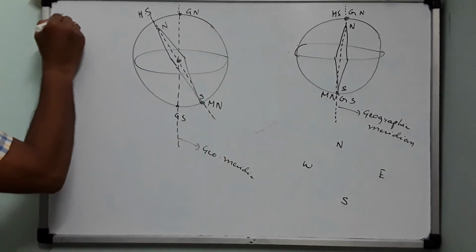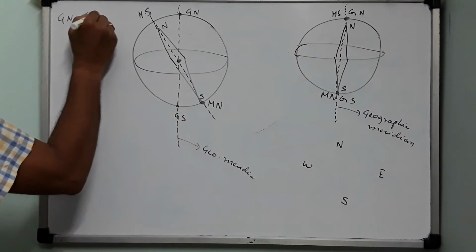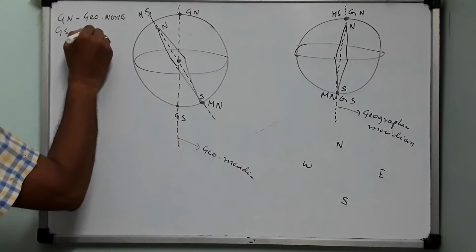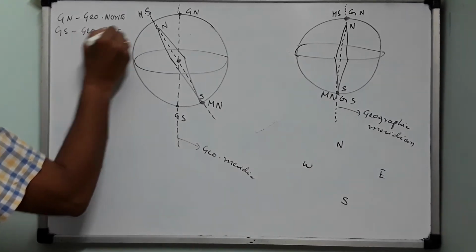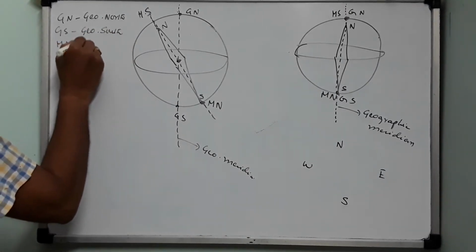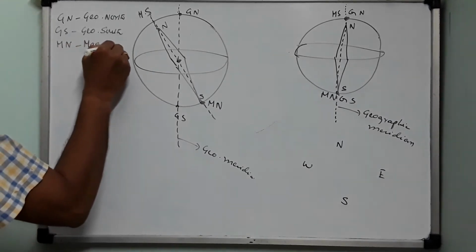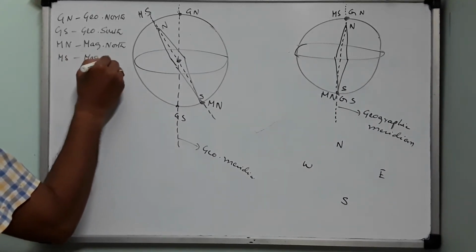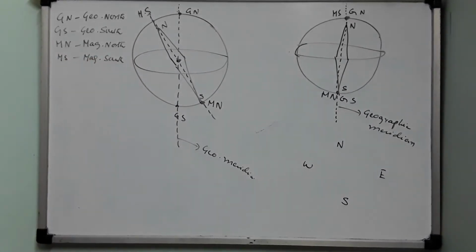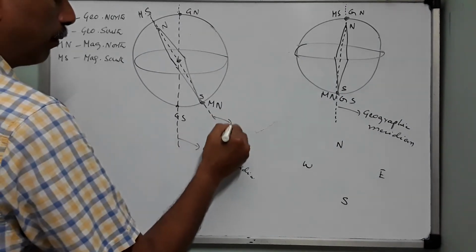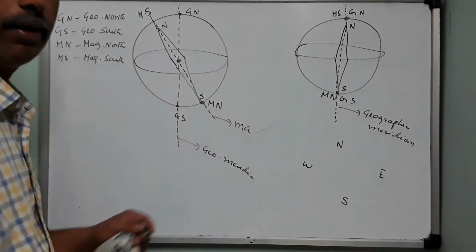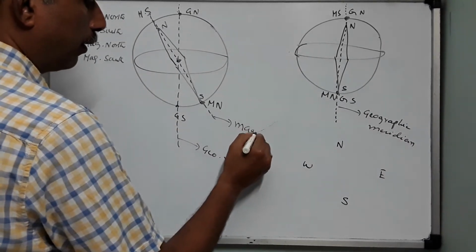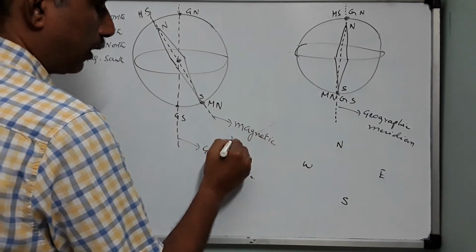So GN means geographic north, GS means geographic south, MN means magnetic north, MS means magnetic south. So this is now named as the magnetic meridian. A vertical plane passing through magnetic north and magnetic south is known as the magnetic meridian.